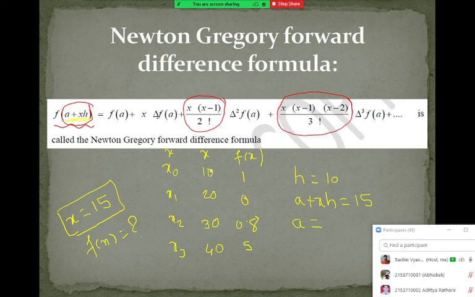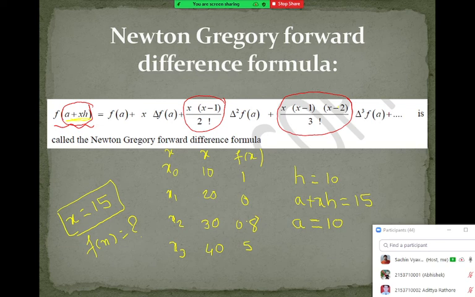see, 15 lies between 10 and 20. So generally a is selected as the closest lower value, and that is 10. So a should be 10 here. And now with these values, obviously we can find the value of x because a is known to us and h is given. So x can be calculated, and we can substitute in Newton's Gregory forward interpolation formula, and we get the required value there.